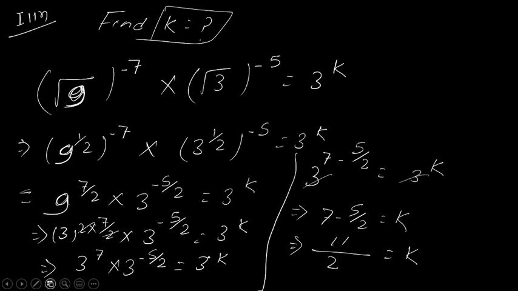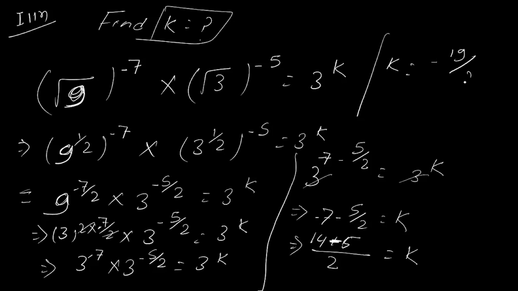And this is minus 7, so minus 14 and minus 5, minus 14 minus 5, so what will be the resultant? K equal to minus 14 and 5, minus 19 by 2. That's all. You understood? Yes sir.